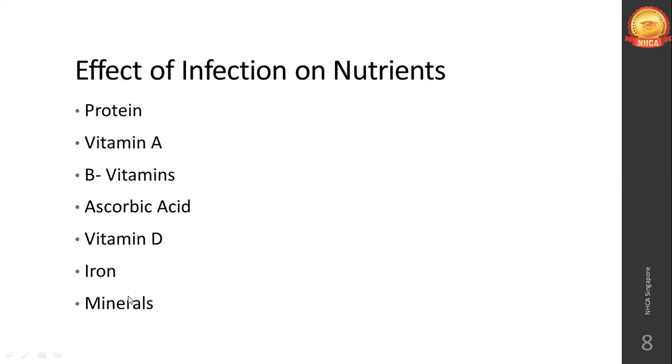Other minerals, for example, if you are having diarrhea for a very long time, okay, watery diarrhea for a very long time, a lot of your minerals will be lost. Potassium, calcium, magnesium, sodium, these will be lost because of excessive diarrhea, and thus there will be a state of electrolyte imbalance in the body.